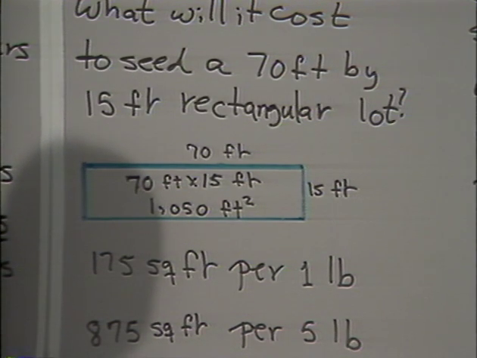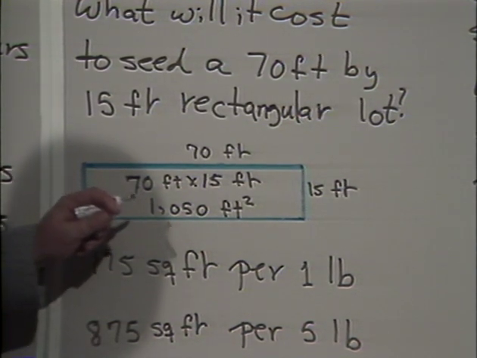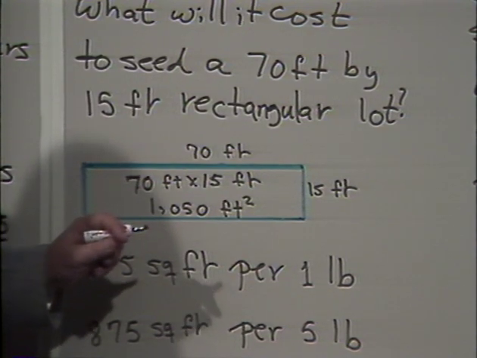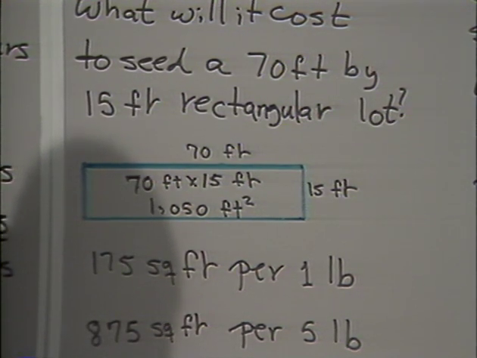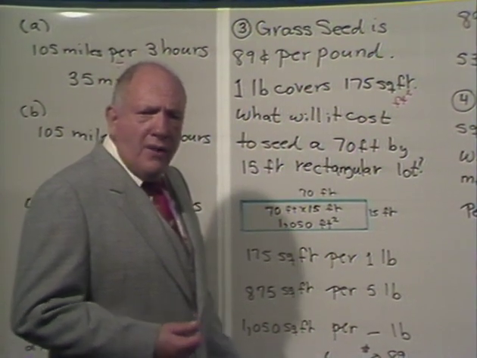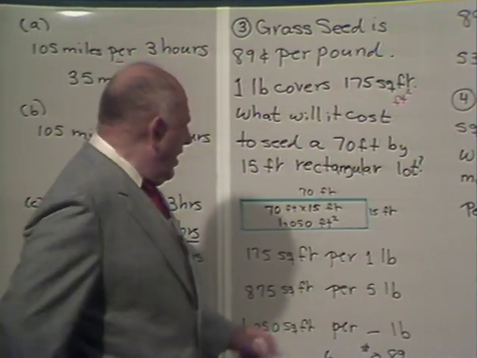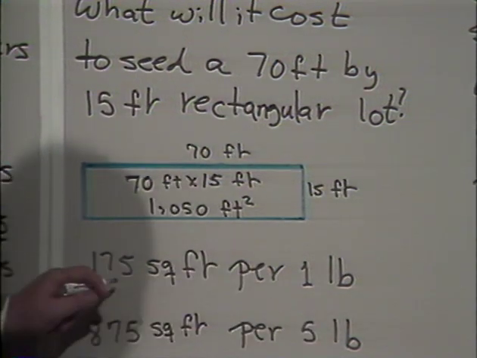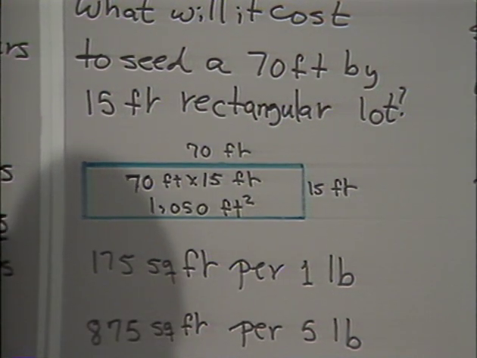So basically, let me see how I tackle this problem. To find out how much it's going to cost me, since I know the price per pound, I should find out how many pounds it's going to take. And the way I'm going to find out how many pounds it's going to take is I know that 1 pound takes care of 175 square feet. So I could start counting by multiples.